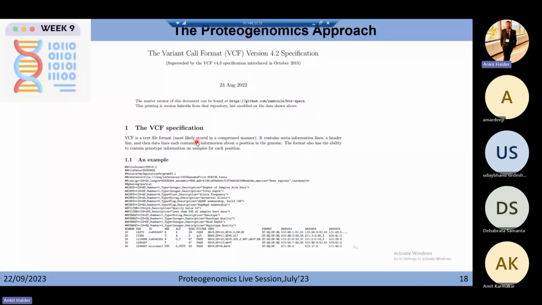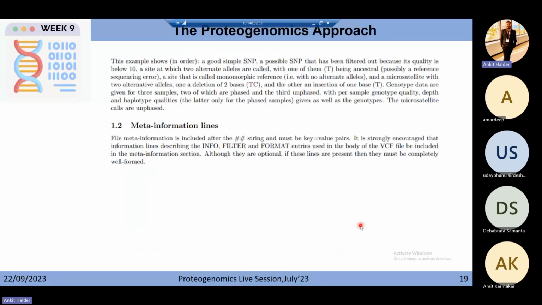It contains your meta information lines, a header line, and then the data lines, each containing information about a position in the genome. If any of these things are missing, you would not be able to process it further, and you would wonder why your data is not getting assessed. This is quite important to understand. It also has the ability to contain genotype information on the samples for each position. So you have, for example, the file format, and as we were mentioning, the chromosome, position, ID, reference. Now we will look into some important aspects.